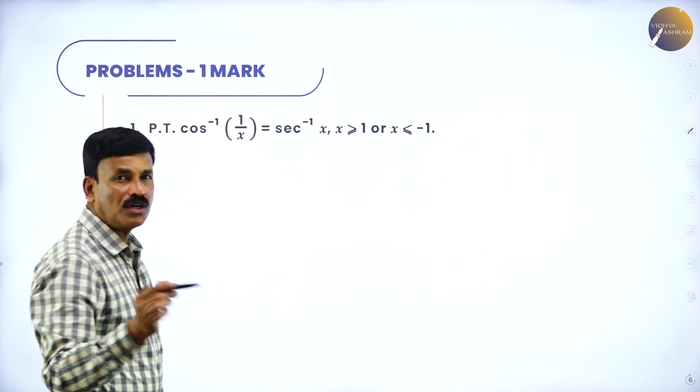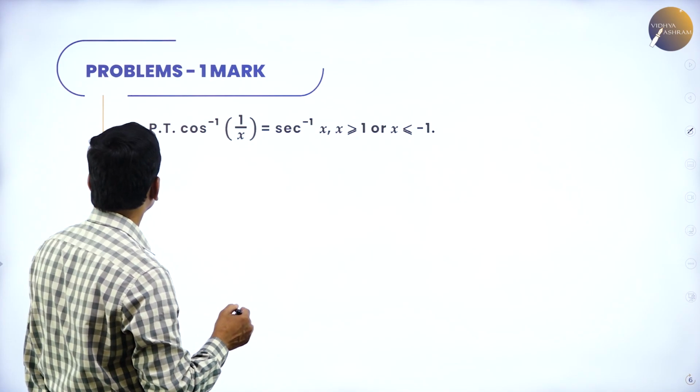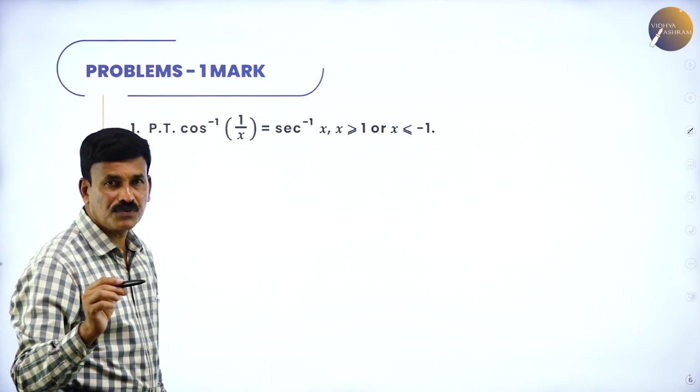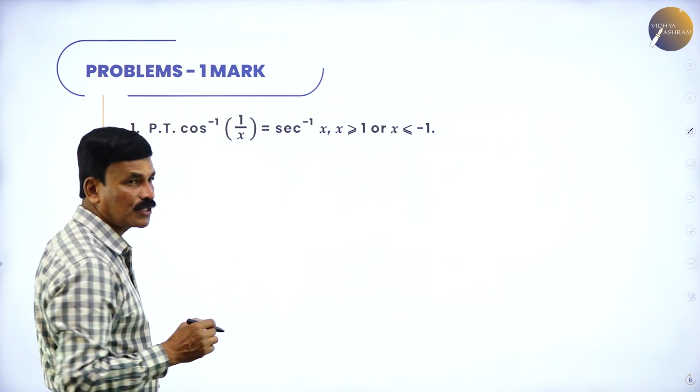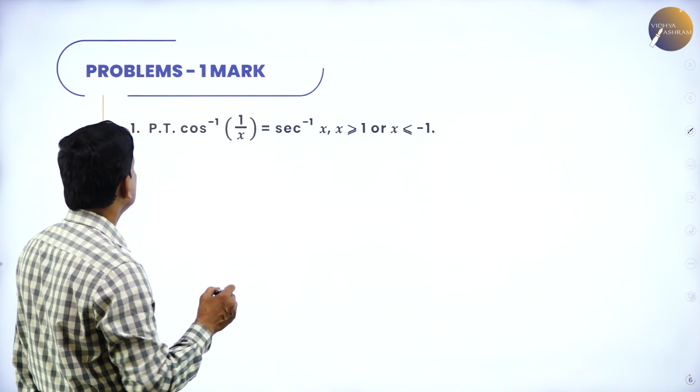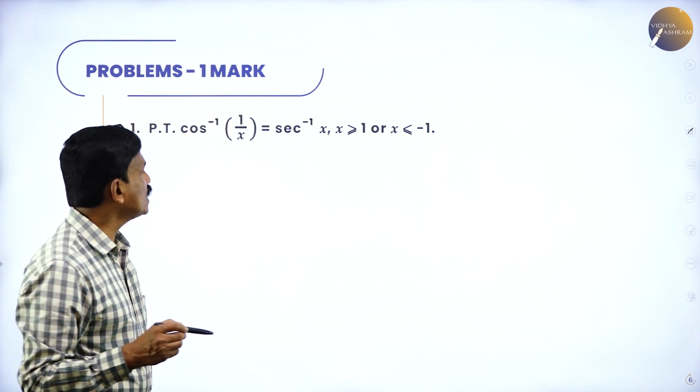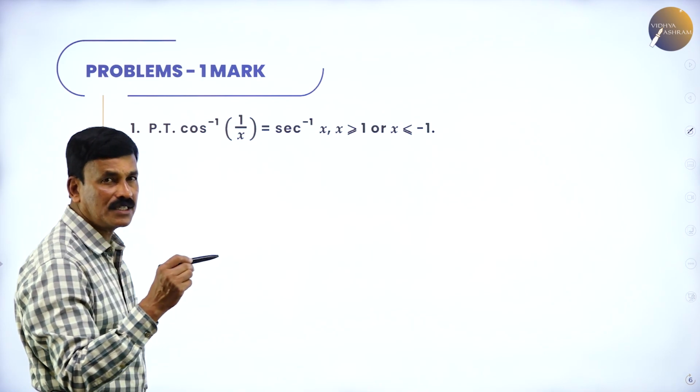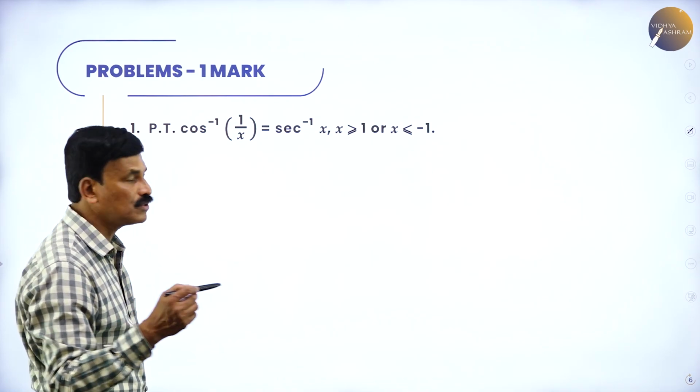Now, let us move on to the next property. This is also a property and a problem for 1 mark. So, these are all 1 mark questions. We have to prove that cos inverse of 1 by x is equal to secant inverse of x where x is greater than or equal to 1 or x is less than or equal to -1.